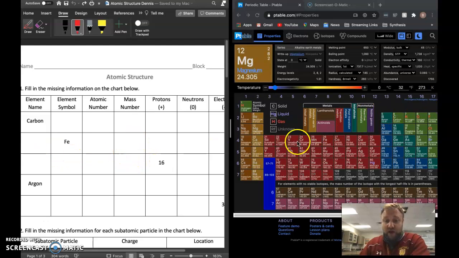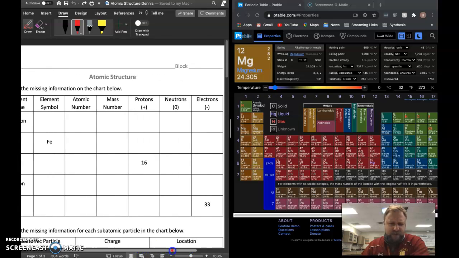And one thing always, whenever you're doing anything in this class from here on out, if you haven't done so already, make sure you pull up a periodic table. ptable.com, perfectly fine. It actually gives you more than enough of what you need to know. All right, so I'm just going to do one from this first table because this first table is really easy.